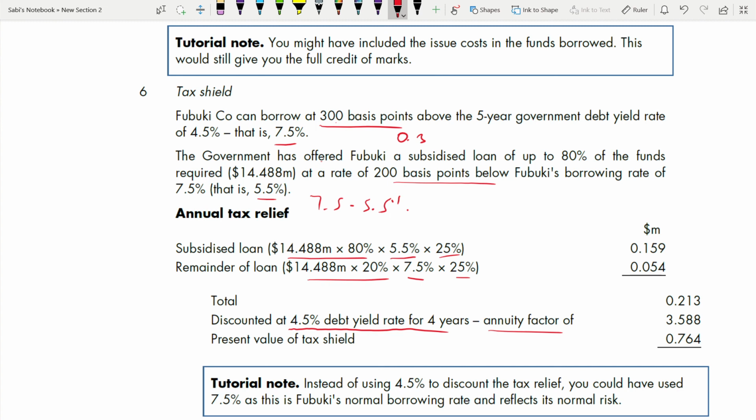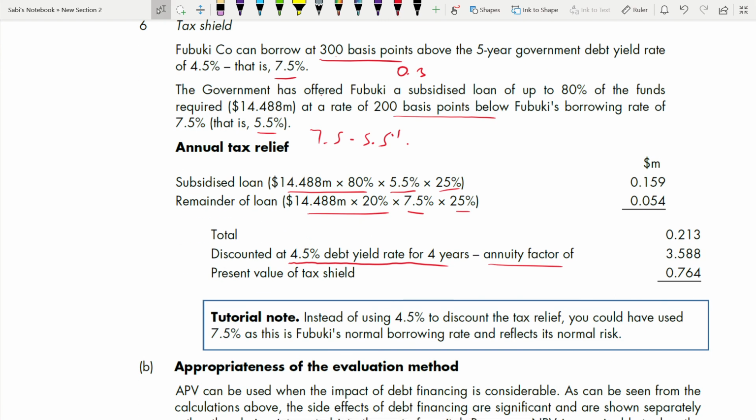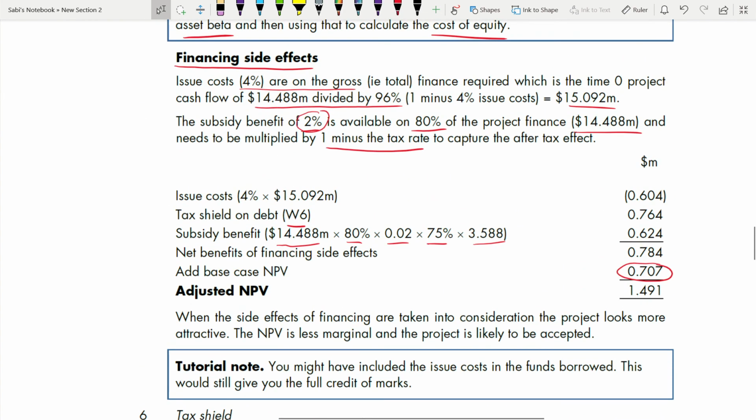Okay. There's a tutorial note. So this is the present value only. And here, this is 75% because after tax, 1 minus 25%. Okay.